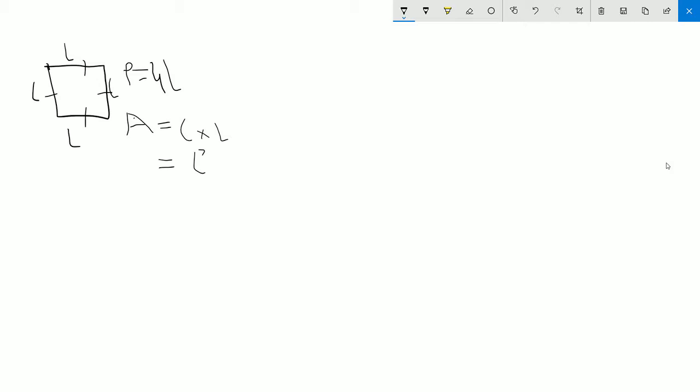Okay, now we're going to solve the area and perimeter of a rectangle. So in a rectangle, the two opposite sides are equal. So the upper side and the lower side, they are equal, and the two sides to the left and the right of the rectangle, let's call them B, they are equal. But L and B are not equal. If L and B are equal, then it's a square, not a rectangle.